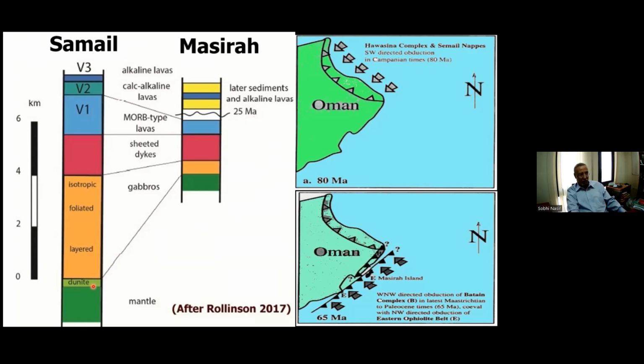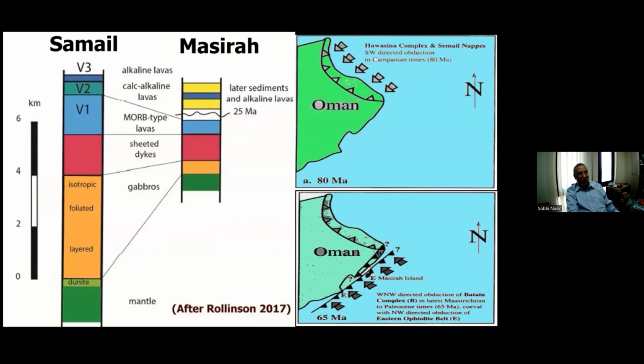The gabbros are covered by sheeted dikes. And then we have three types of volcanic pillow lava. The first one is called V1. This is the famous Geotimes pillow lava with MORB chemical composition. And we have V2 and V3, which are mostly of calc-alkaline composition. In comparison, Masirah is very similar in rock types to Samail, but with much thinner sections. We have around 5-kilometer thick ophiolite in Masirah, and it contains the whole sequence except that we do not have calc-alkaline lava within the Masirah.